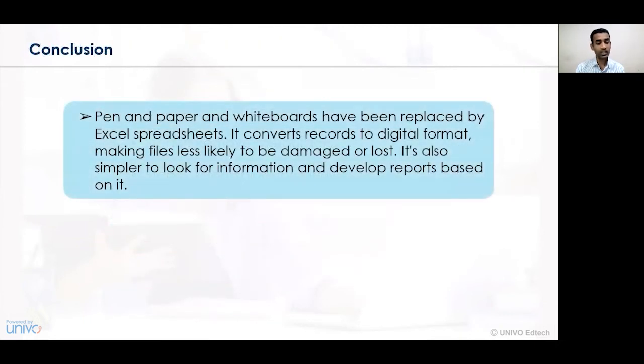Here, the pen, paper and whiteboards have been replaced by Excel and spreadsheets. The traditional preparation of reports on pen and paper should be avoided, and the report should be prepared either on a spreadsheet, that is an Excel format, or in a Word document or a PowerPoint presentation.